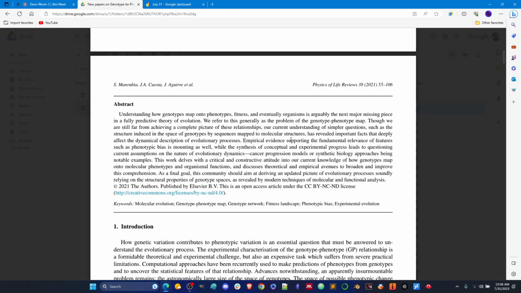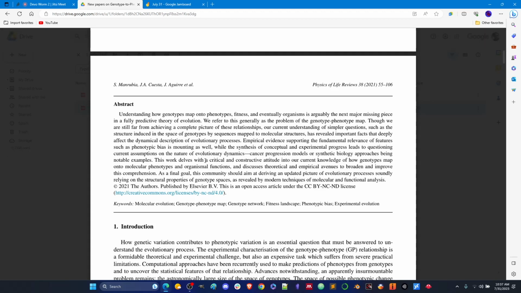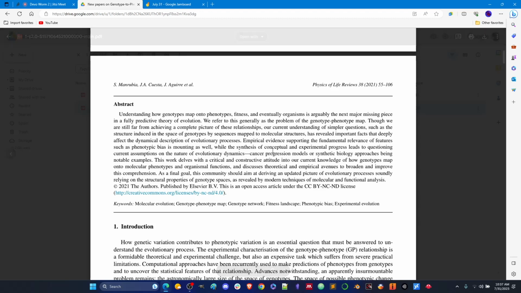Empirical evidence supporting the fundamental relevance of features such as phenotypic bias is mounting as well. Yet the synthesis of conceptual and experimental progress leads to questioning current assumptions on the nature of evolutionary dynamics. Cancer progression models or synthetic biology approaches being notable examples. So there's this stuff that has been done on evolutionary dynamics and evolutionary game theory and things like that, where they've looked at specific systems like cancer progression or synthetic biology.